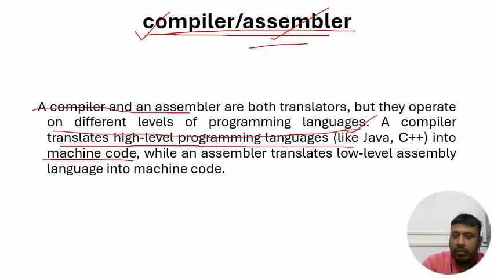If we compare both compiler and assembler, the first feature is the input language. In a compiler, the input language is a high-level language, that is C, Java or Python. In the case of an assembler, the input is assembly language, as in the example before, MOV A, B. This type of code is the input of an assembler. In both cases, the output is machine code or binary code.